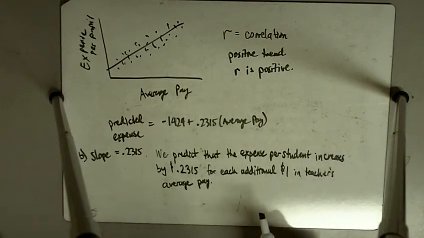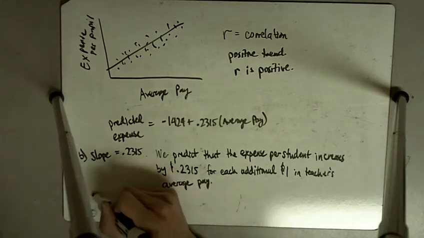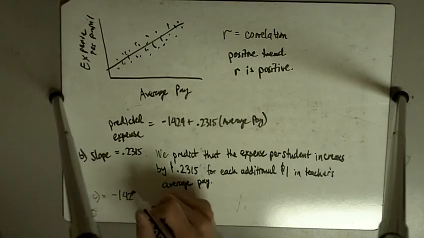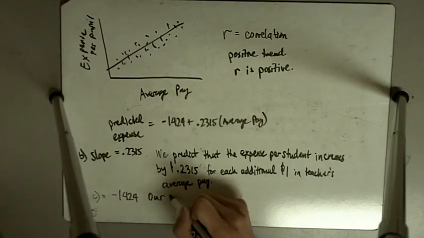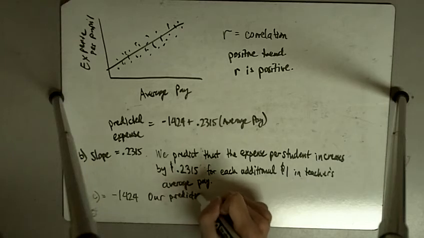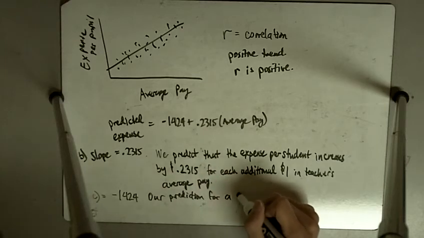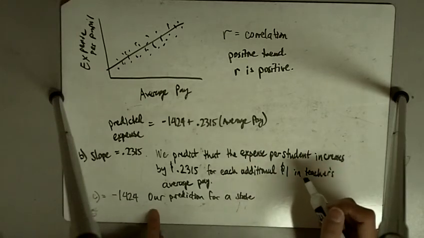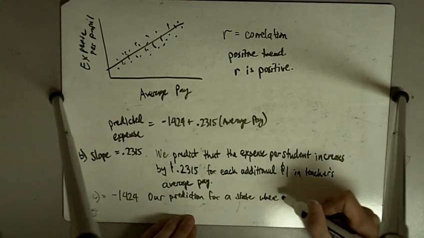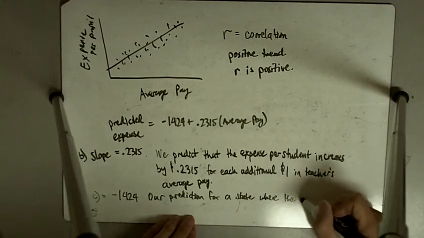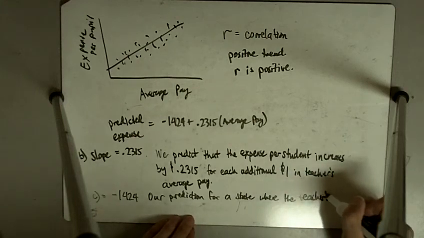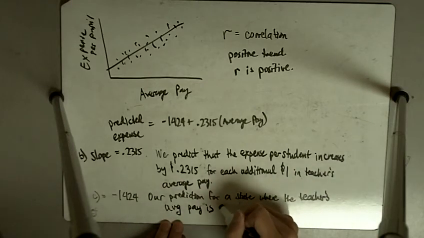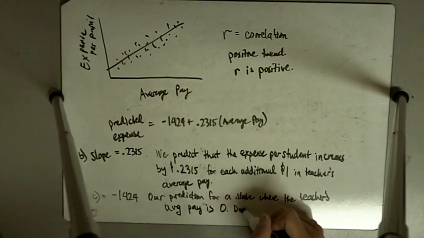And interpret the intercept or explain why it should not be interpreted, okay? So the intercept is -1424, and this is our prediction for the amount, the expense per student for a state where the teacher's average pay is zero. Okay, so that doesn't make sense.